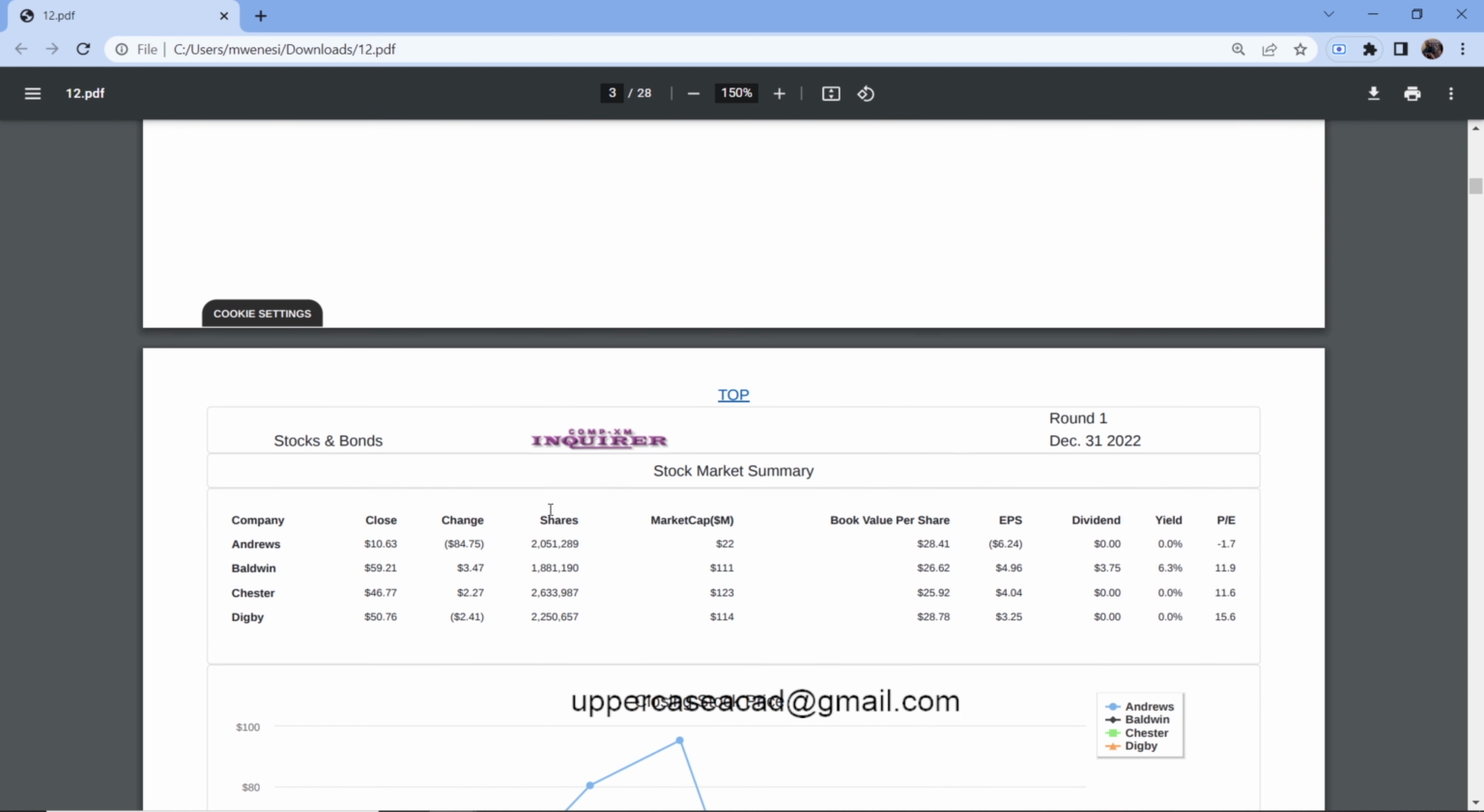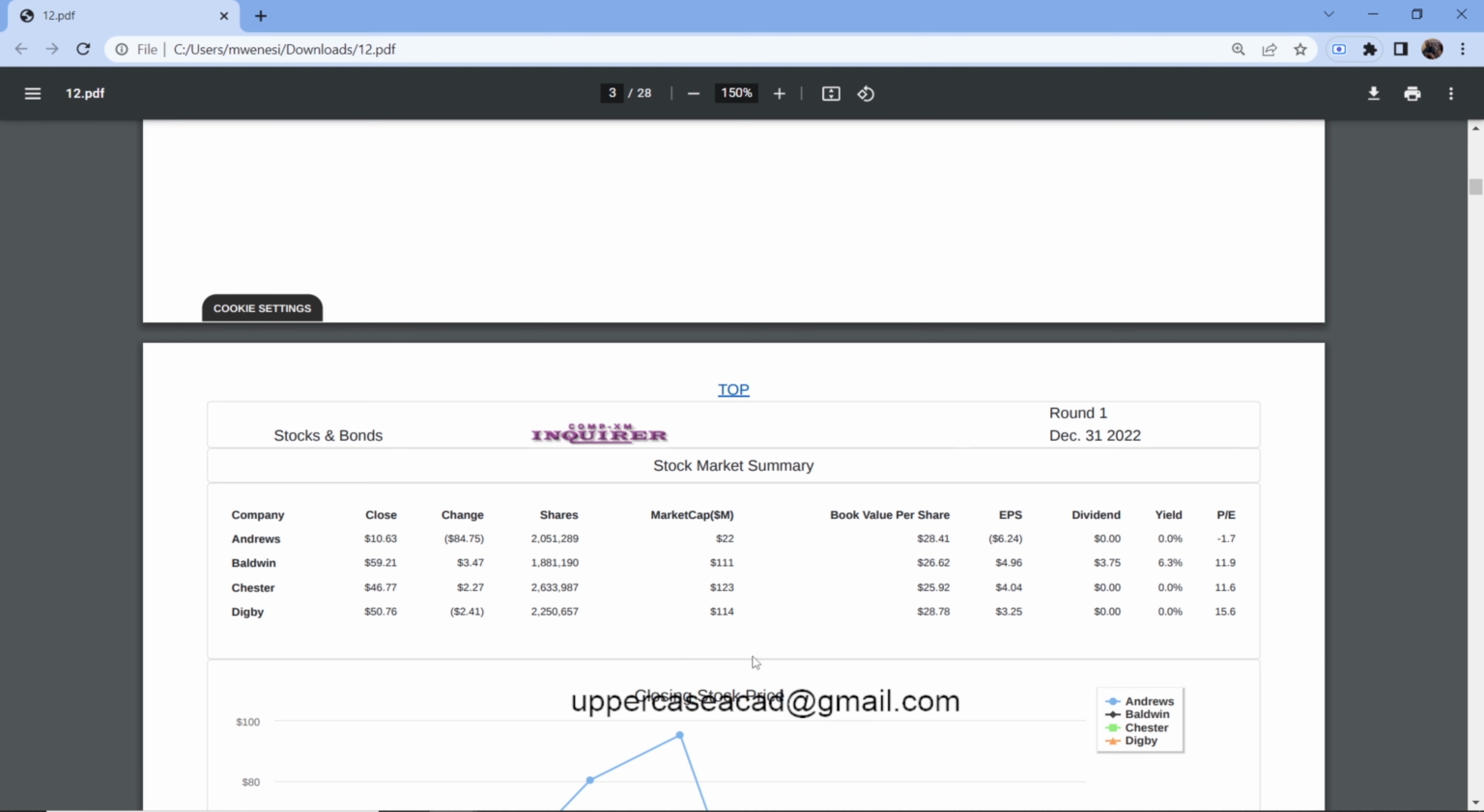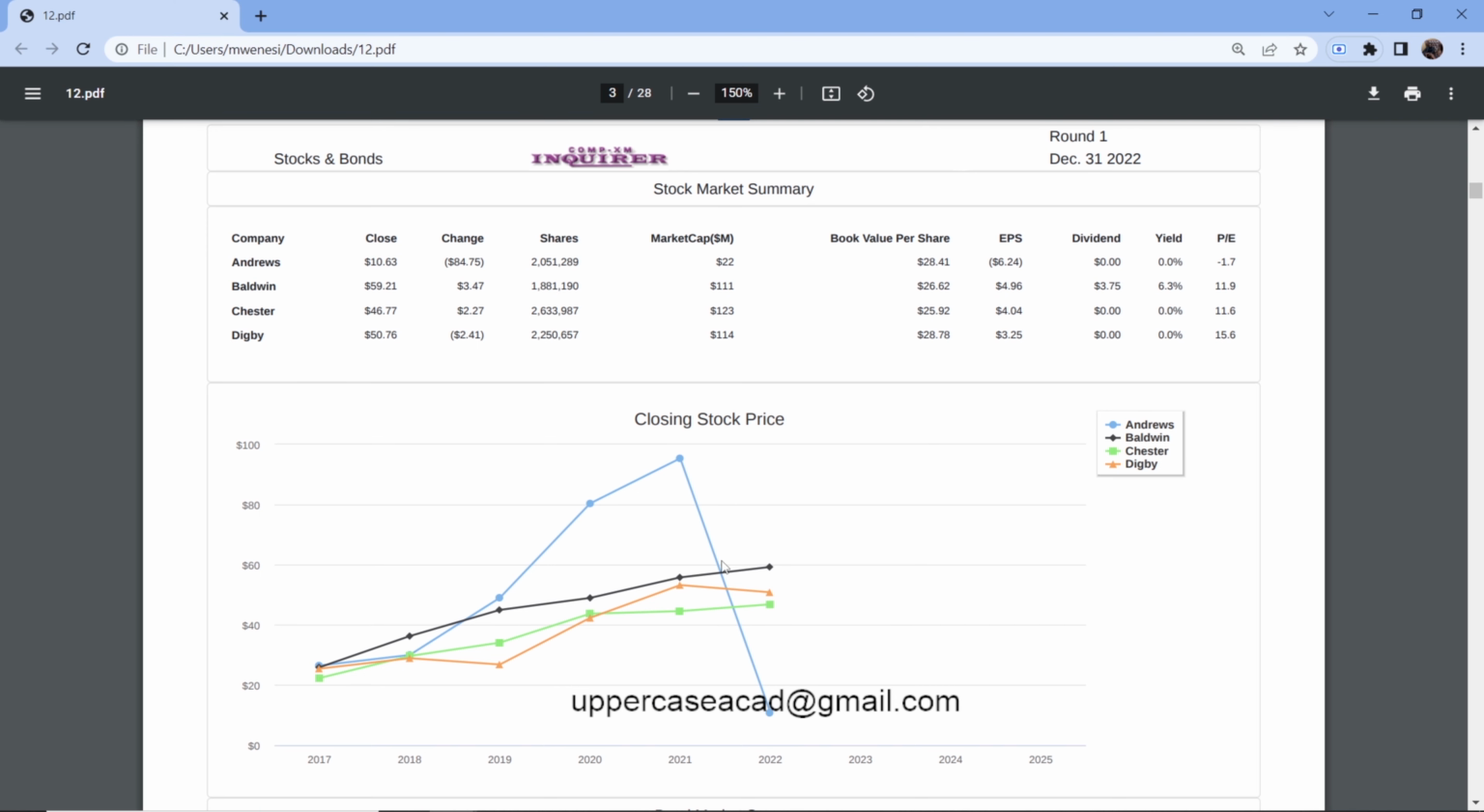If you look at the stock market summary, Andrews' share price reduced by $82.75. That's why you can see them closing at $10. So this is the trend. You can see how it dropped.